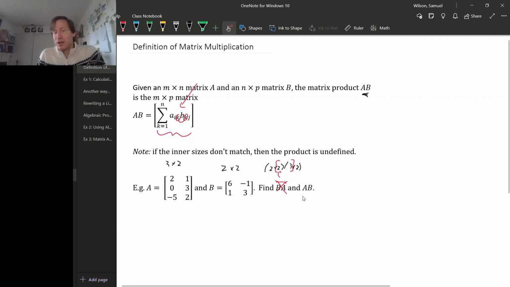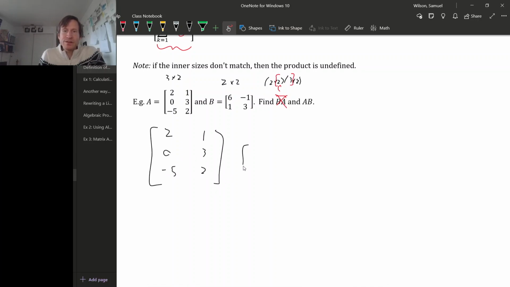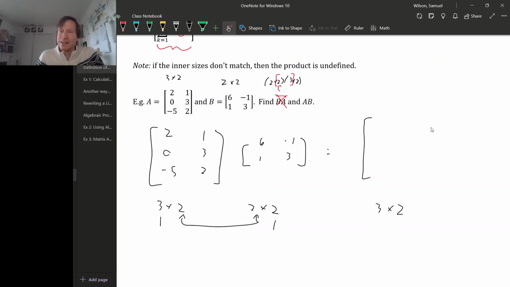Okay, well, let's work it out the other way around. So A times B. Here we've got 2, 1, 0, 3, minus 5, 2, times the matrix 6, 1, minus 1, 3. Now we know since this is 3 by 2 and this is 2 by 2, the resulting matrix is going to be 3 by 2. Remember, the inside matching sizes get used up and you're left with the outside sizes, so 3 and 2. So we need space for a 3 by 2 matrix.